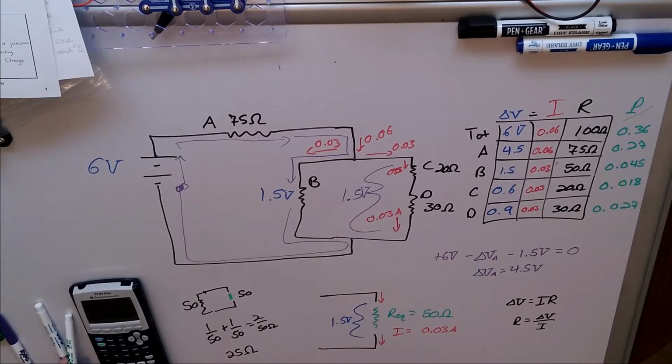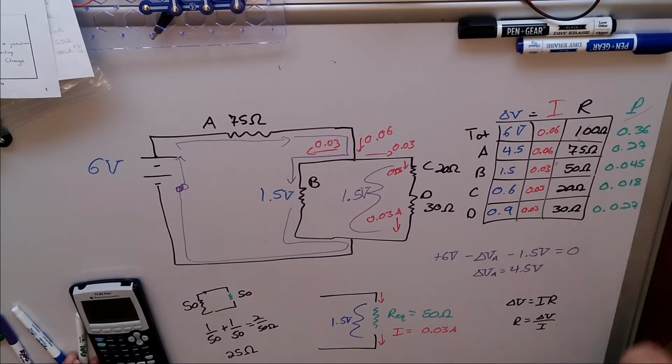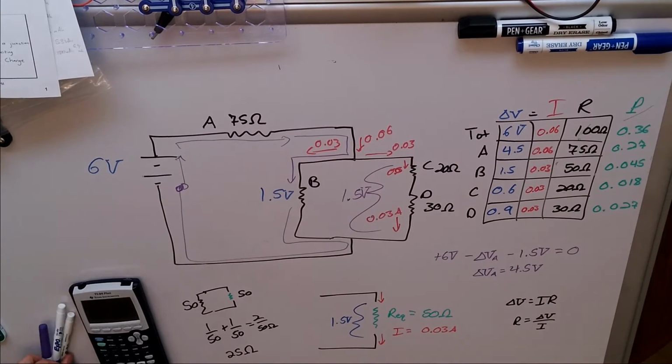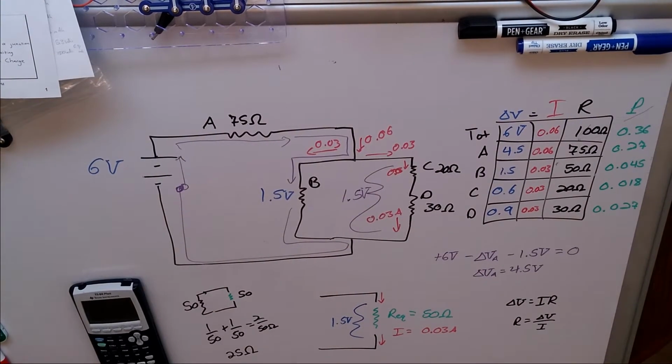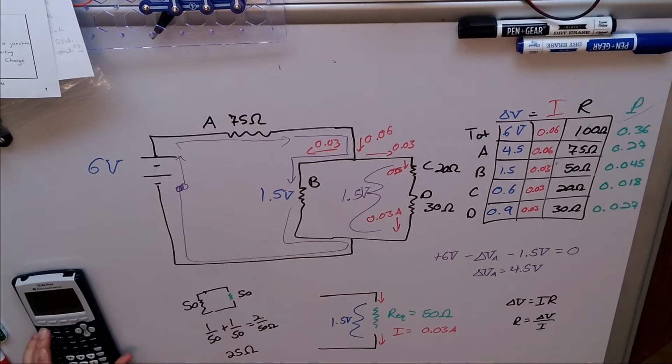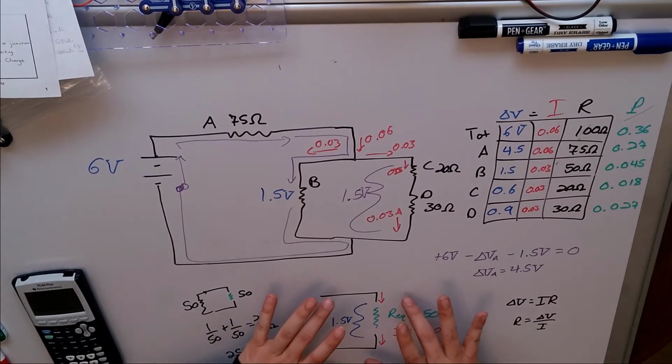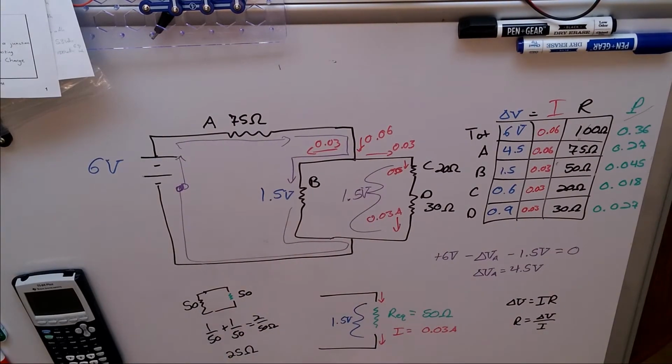Let me double check here. 0.36. Yeah. So they should add up, also verifying that energy is conserved. I'm not going to do that. You're welcome to double check. Because the main thing that I want you to take away from this is being able to work with this in kind of a different way.